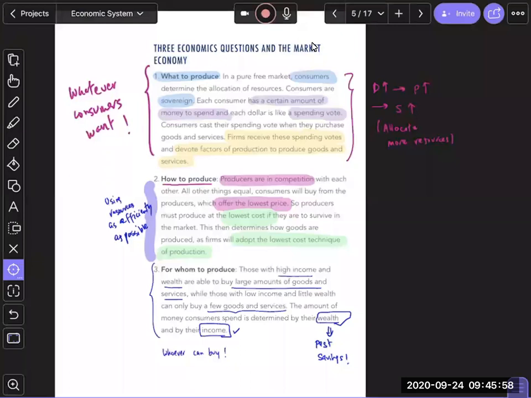In the next class now, guys, I'm going to talk about the pros and cons of free market economy. So this is it for today, but in the next class, we'll talk about the pros and cons.